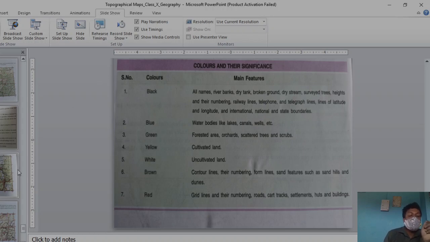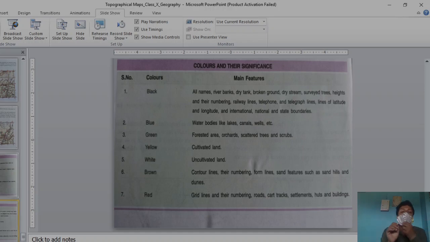So definitely you have to find all the things. In your book, there are some significant signs. Just go to your book and read it, and paste in your copy, or draw in your copy all the signs, so that you can easily remember it.